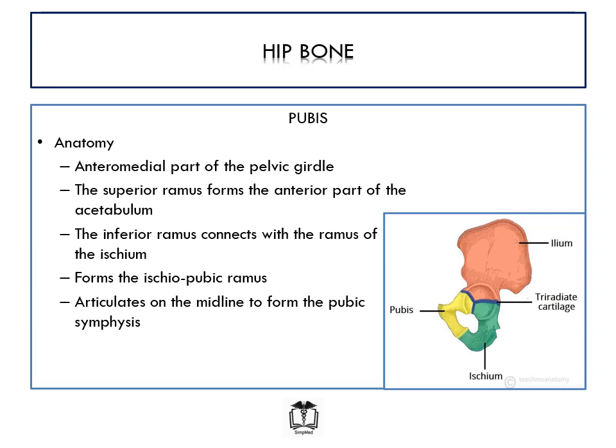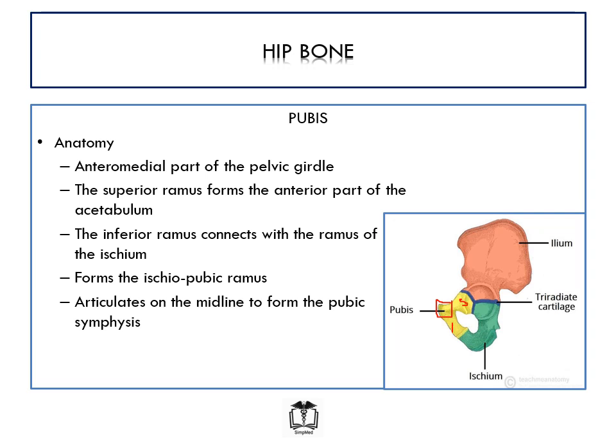The last aspect of the hip bone is the pubis. The pubis is the most anterior medial part of the pelvic girdle. The pubis comprises 3 major parts. It comprises a body. The body of the pubis is found just in front here. It also comprises a superior ramus and an inferior ramus.